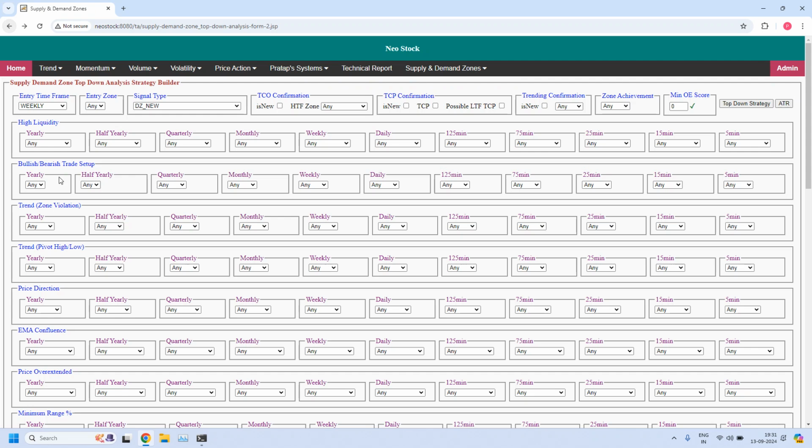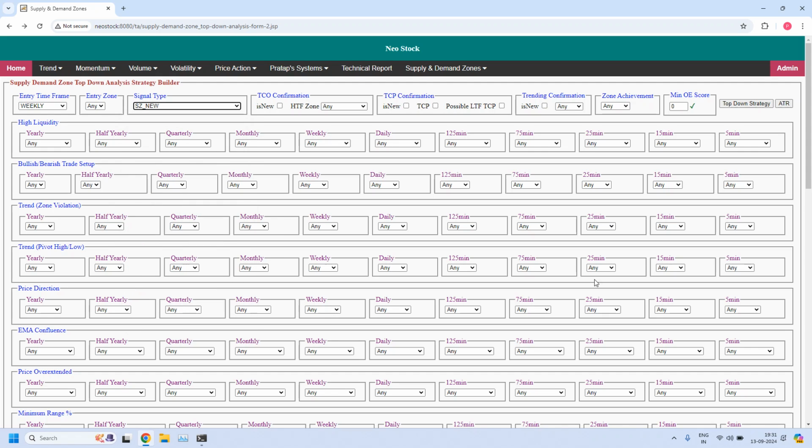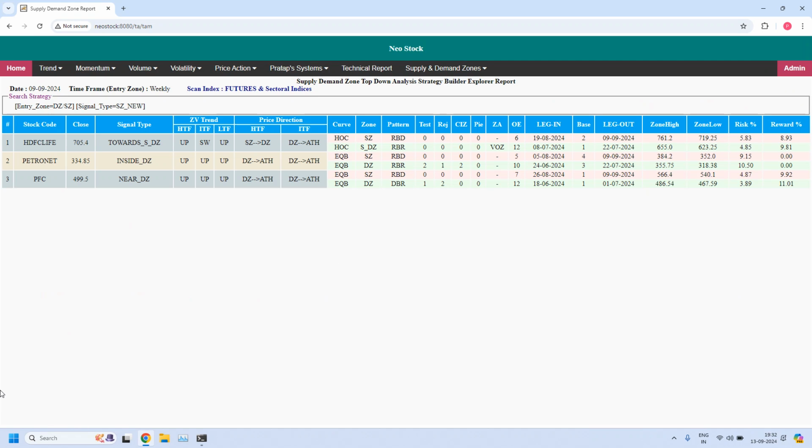Okay, next for the weekly time frame, let us find the stocks having newly created weekly supply zones. So these three stocks are having newly created weekly supply zones.